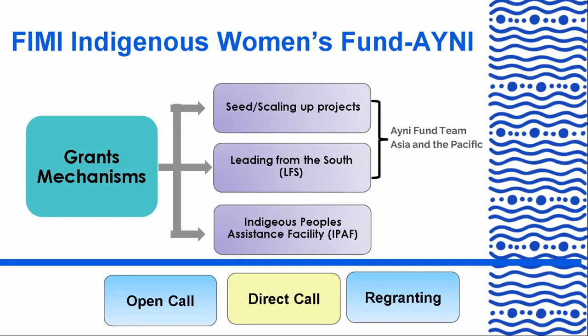These are the mechanisms, but how is the grant making happening within FIMI? So we will be sharing a little bit about what this call is all about. In this grant making, we have three different approaches: one is open call, second is direct call, and third is re-granting. The direct call is based upon the experience, the partnership, the effectiveness of the partnership, the initiatives. We invite our partners or organizations recommended by other programs, and we invite the call for proposal directly to the organization. So that is the direct call. It is by invitation to the organization.